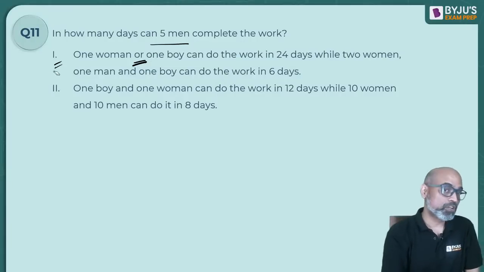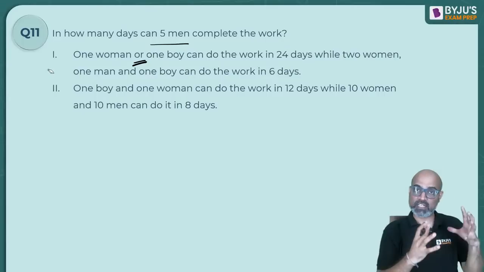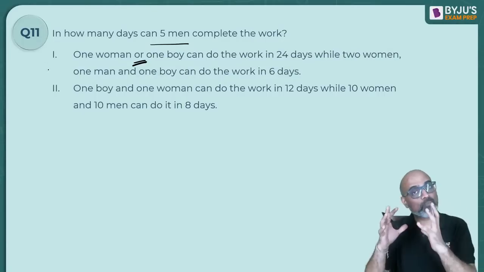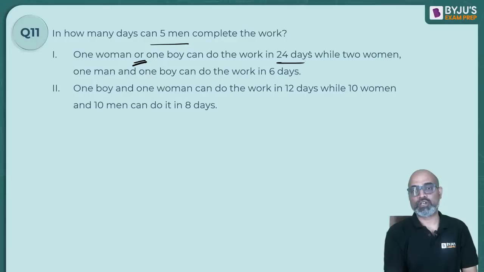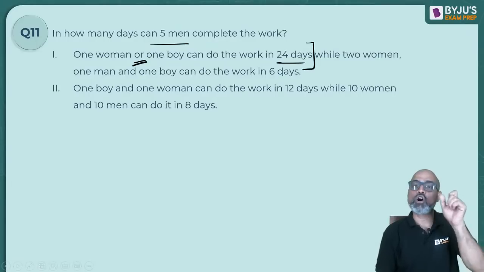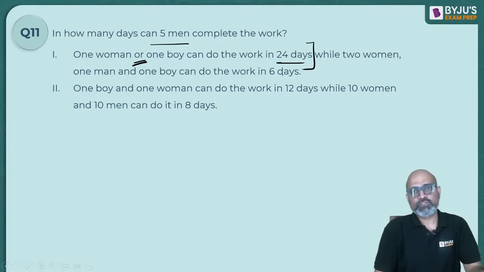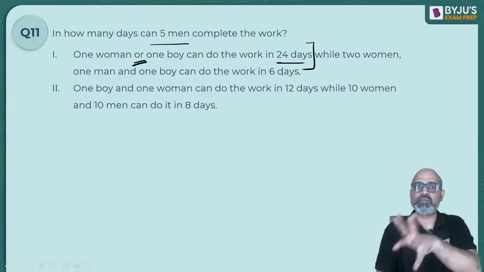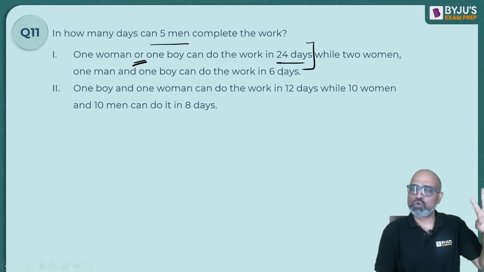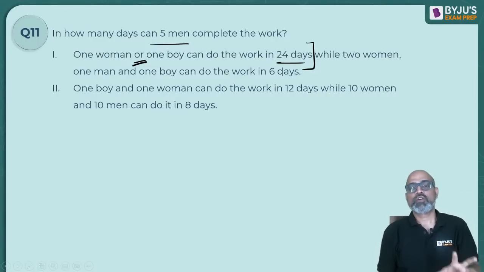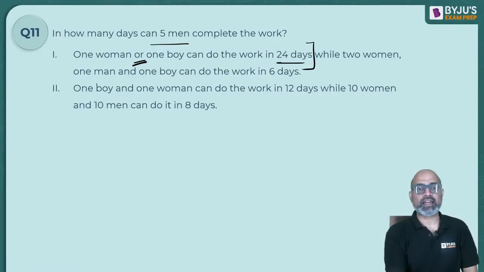'And' means either this group or that group. So it's going to be either a woman or only a boy that can finish the work in 24 days. So this tells us a woman or a boy, they are equally efficient. One woman can finish a work in 24 days and one boy can also finish it in 24 days. So let's not read women and boys as two different things. Call both boys or both women. They are equally efficient. I'm as good as you, so whether you do the work or I do it, what difference does it make? Okay. While 2 women and 1 man and 1 boy.